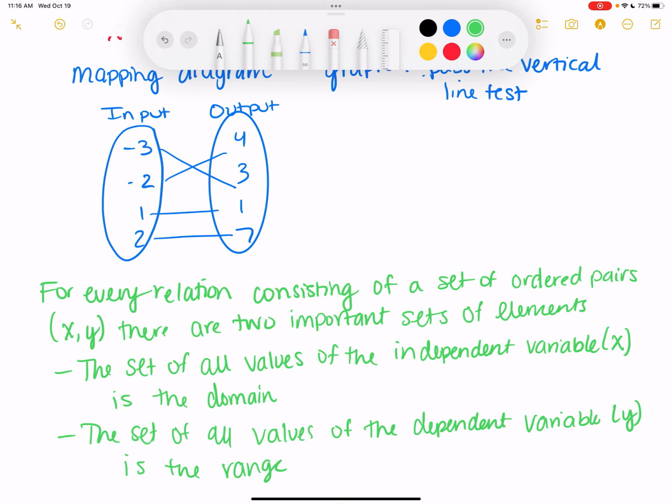For the purpose of what we're doing in this section, unless it specifies otherwise, you're going to assume that the domain is all real numbers that produce real numbers when substituted in for x. It'll tell you if something is not.